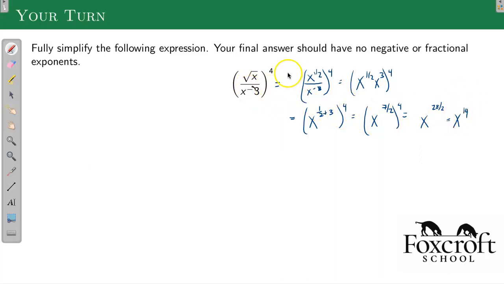So I moved this up, combined them into a single one, and then double multiplied. You could also distribute this 4 first, then combine. You could move this up and then distribute this 4 and then combine. There's a lot of different ways you can do it, but no matter what, you should get down to x to the 14th as your final answer.